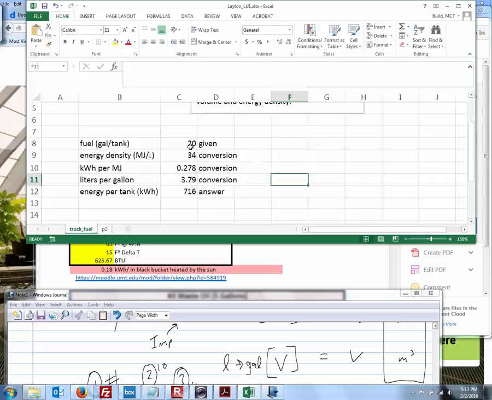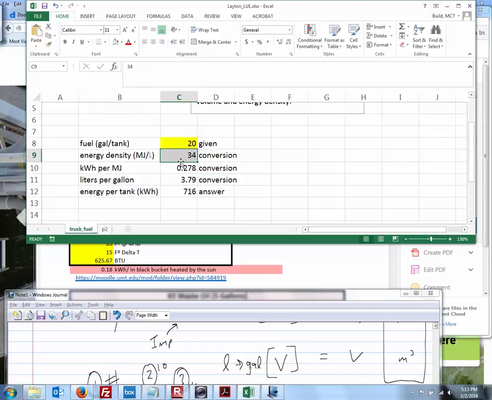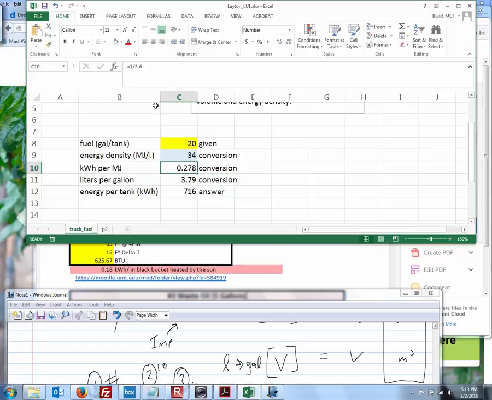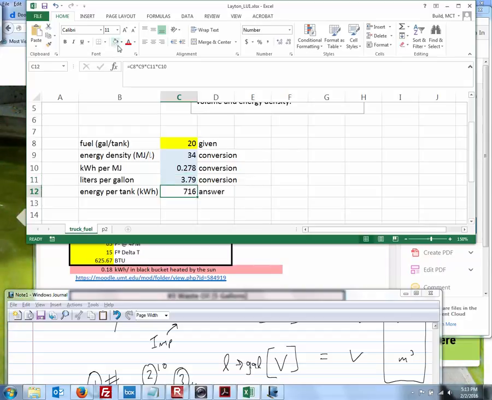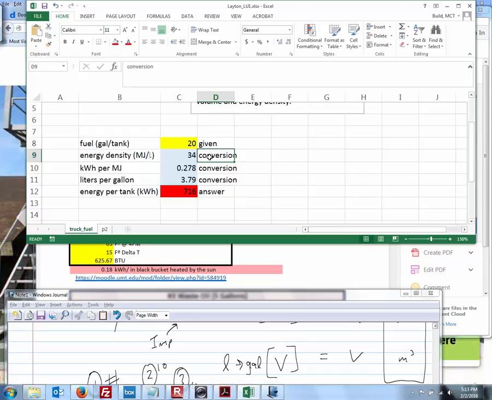So, I'm going to make that yellow. That's just kind of the convention. Conversion, I'm going to make that gray, or maybe blue. Blue's a little bit happier. This is also conversion. This is also a conversion, and then there's your answer. You can put in red. If you want to do something else, this in some way is also a, it's not really a conversion so much as a constant.